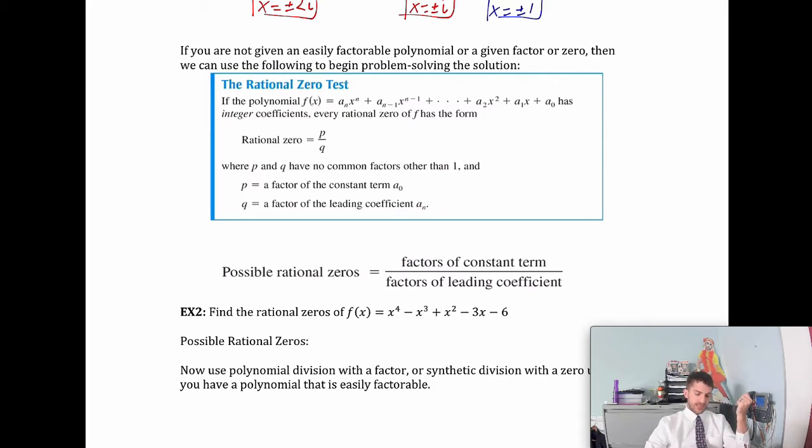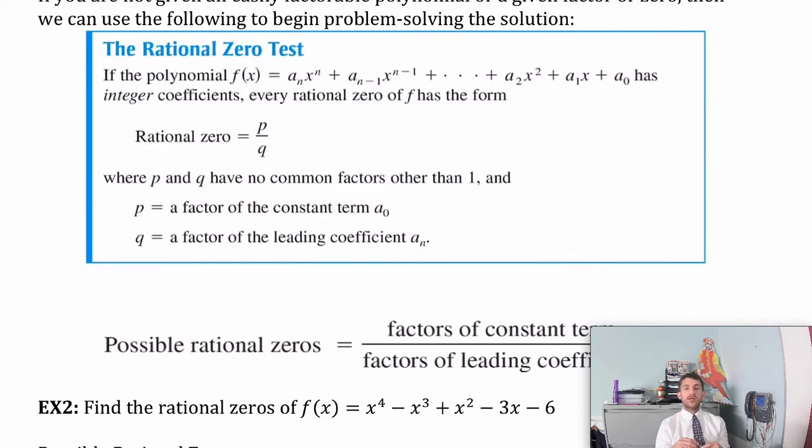So the rational zero test: if you have a polynomial f of x equals a sub n times x to the nth plus a sub n minus 1 times x to the n minus 1 plus all the way down to some constant a sub 0, as long as these all have integer coefficients, our rational zeros are going to be in the form p over q. The p values are factors of your constant term, a sub 0. Your q's are factors of your leading coefficient, a sub n.